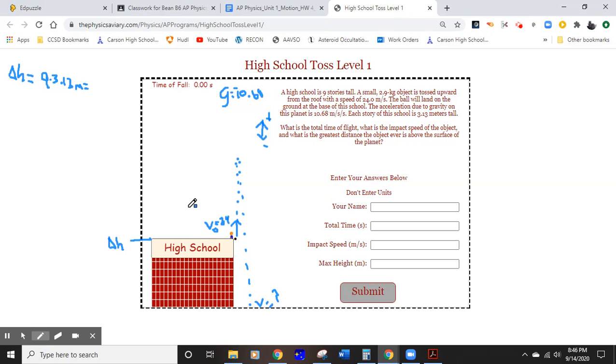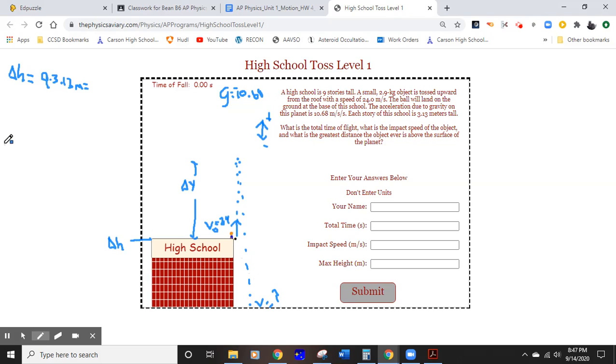Now this part right here, let's call this delta y. Delta y is going to be the height that the ball reaches, up to the top of the building here. Okay, that's going to be delta h.